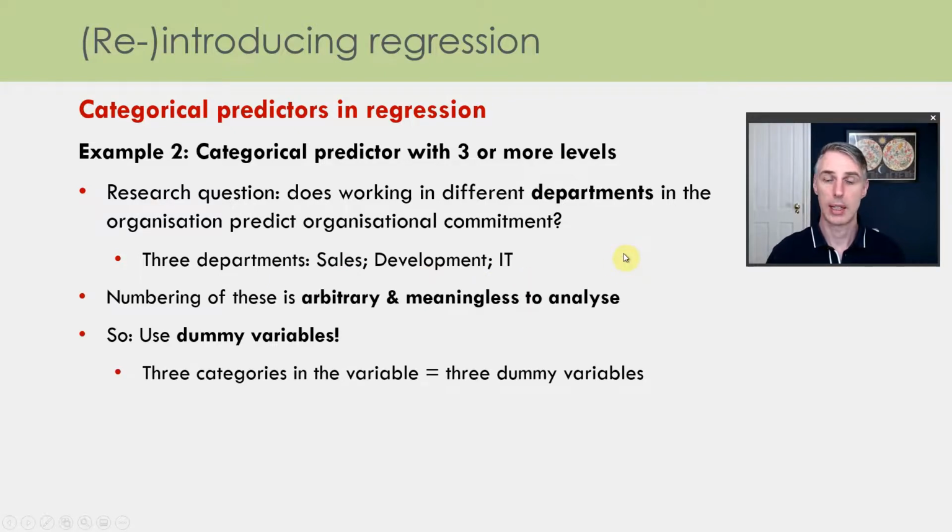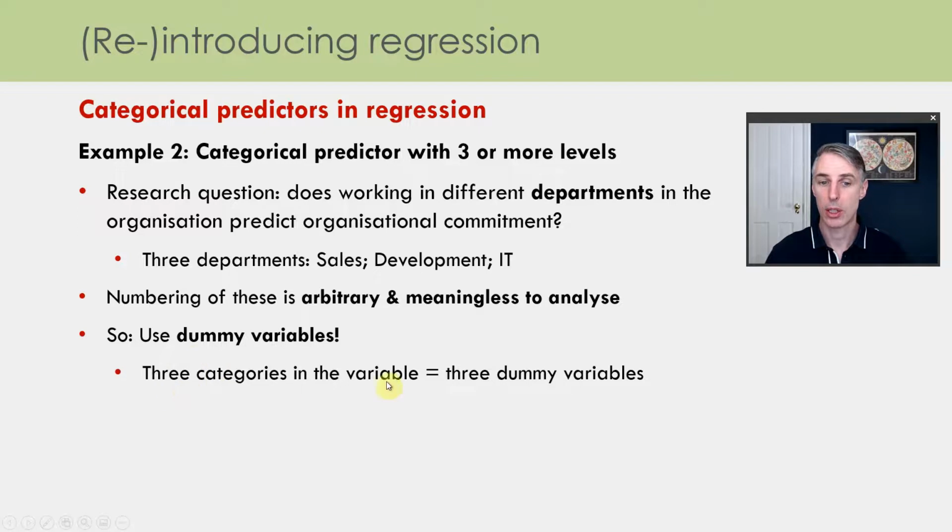Now, assigning numbers to these, as we might do in our data file, is of course essentially arbitrary. It's meaningless. Those numbers are simply identifiers. They're just labels. So there's nothing inherent in sales that needs a value of 1 or 2 or 3. It's just a label. Our answer, again, which will hopefully be familiar to you in conceptual terms from last year, is to create dummy variables.